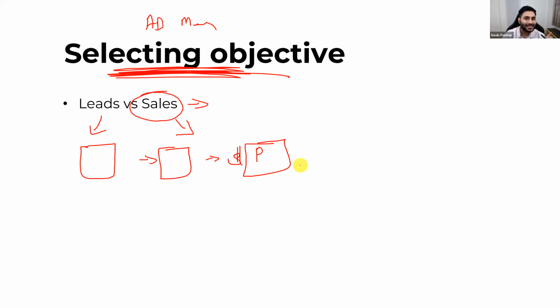So if you are selling a product, it will be sales, but not every time. One thing I'm going to simplify: if you are selling services, if you are selling consultation, you will always go with leads. Simple. Leads is all clear.